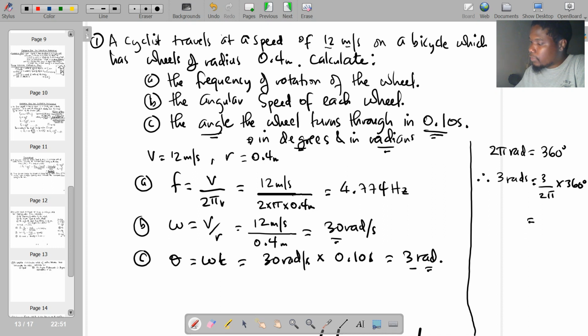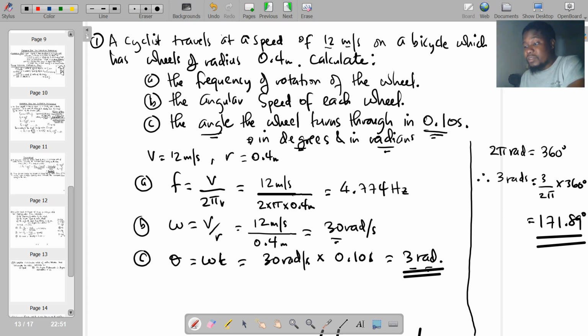When we calculate this, 3 divided by 2 times pi, multiplied by 360, what we get is 171.89 degrees. That's the answer we get. So the same angle that we sweep through as 3 radians is actually 171 degrees. So that's how you arrive at these solutions.